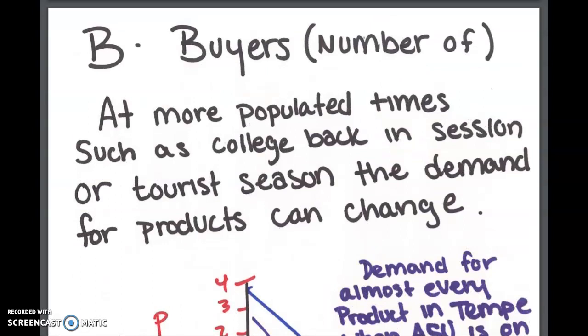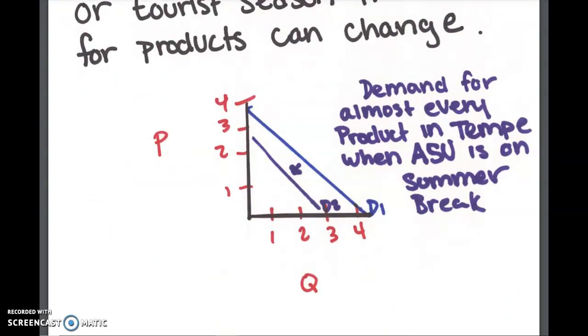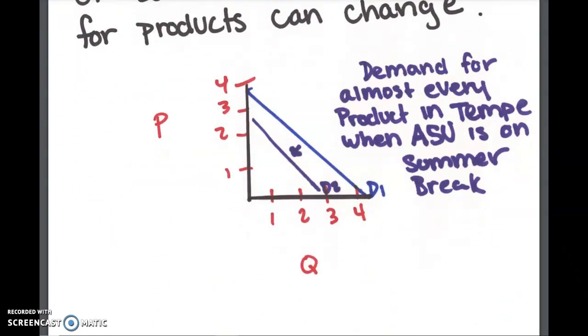Buyers. This really just means the number of buyers. So think about college towns when class is in session versus when it's out of session. Or think about vacation destinations when they're out of season. It really just means that the number of people around changes. So if we look just over here at Tempe, where ASU is, when all the students go home for the summer, we see demand for everything in general plummet just because so few people are around.